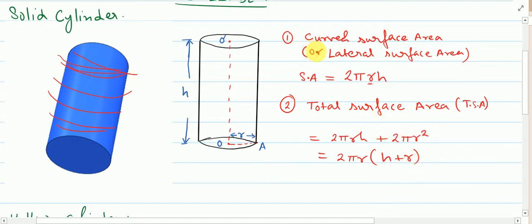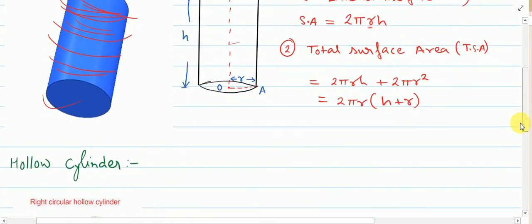Whenever we are talking about curved surface area, we are talking only about this round part. And when we say total surface area, at that time we are considering the top as well as the bottom. So this is done.